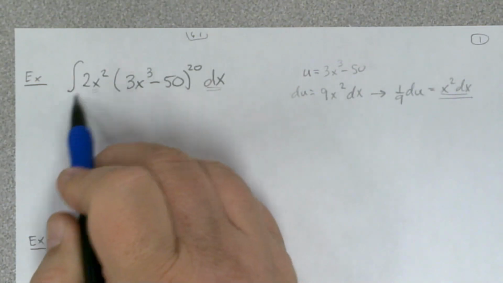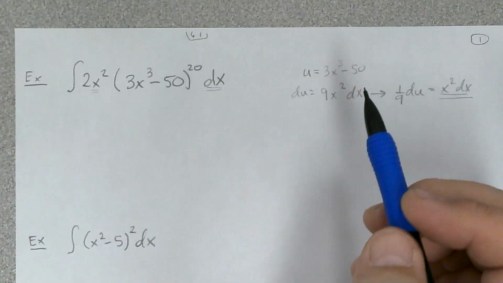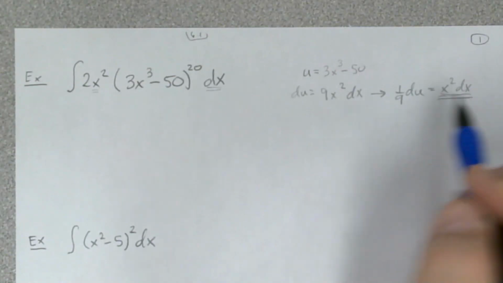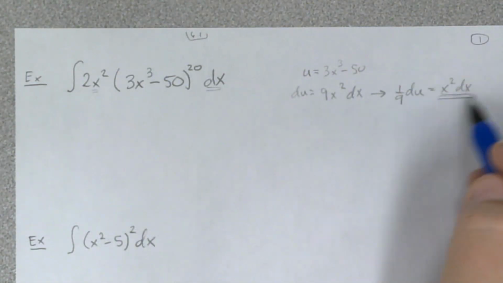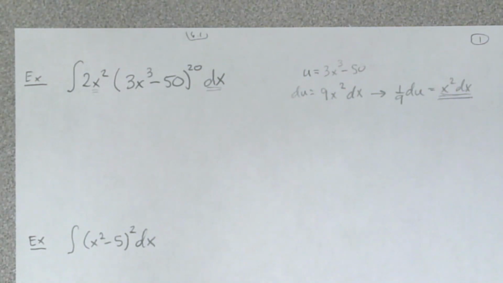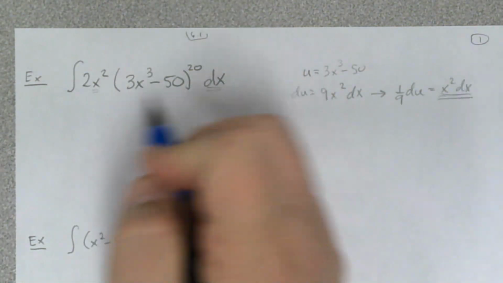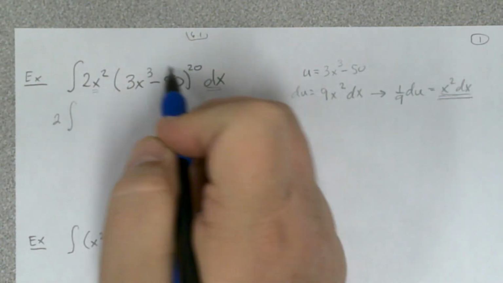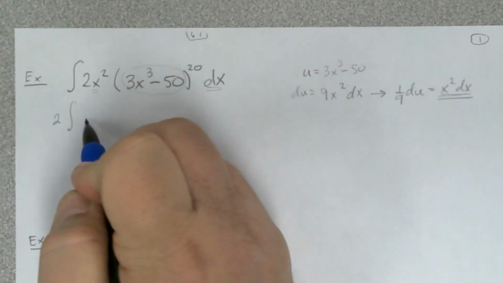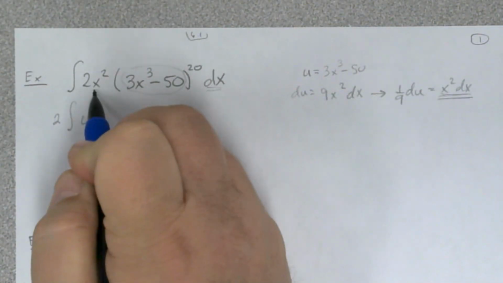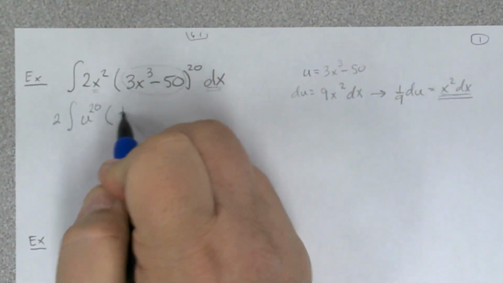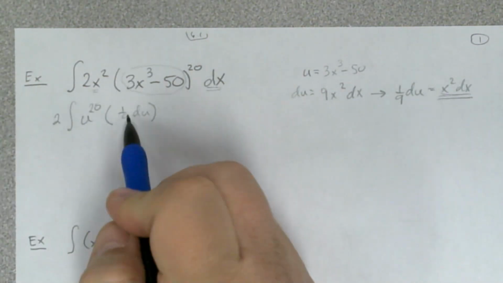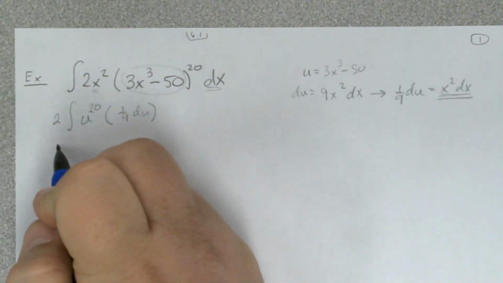This is a constant, so we're going to move out to the front. And then I can start replacing things. But you have to have that derivative in there, the variable portion of this derivative in here, for you to use U substitution. So once I have that, this 2 is going to come out in front. This right here, all of that becomes U to the 20. And then this piece becomes 1/9 du.